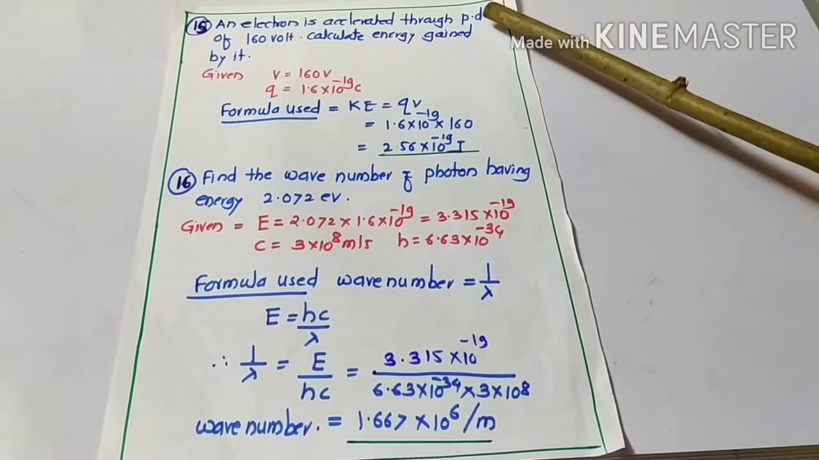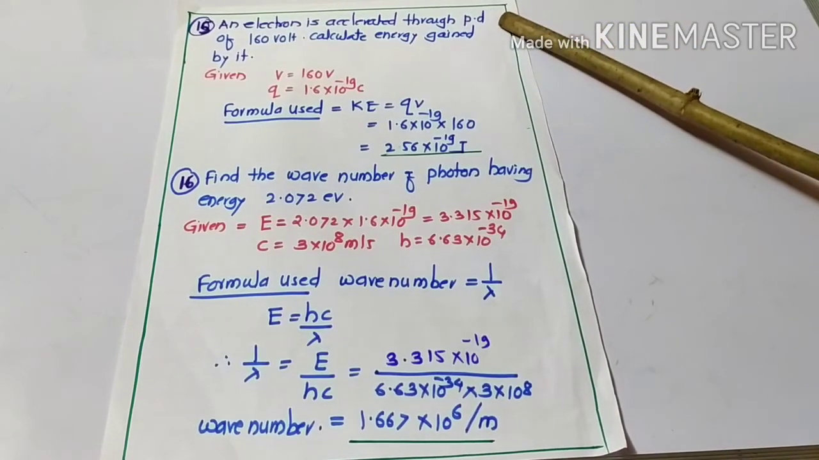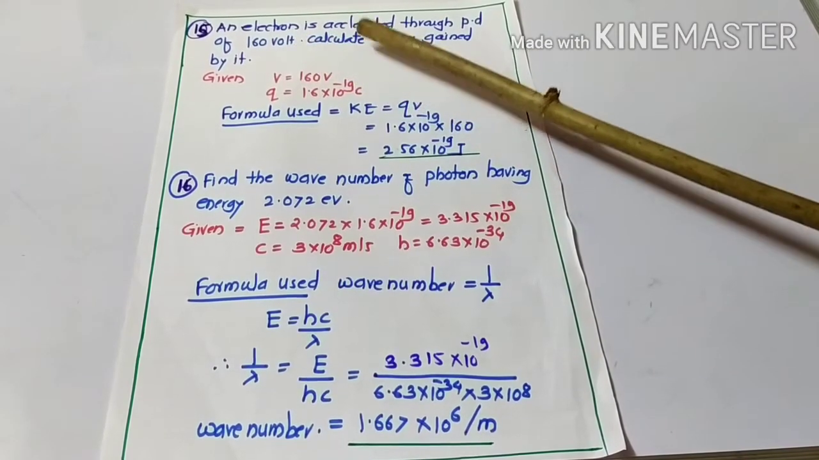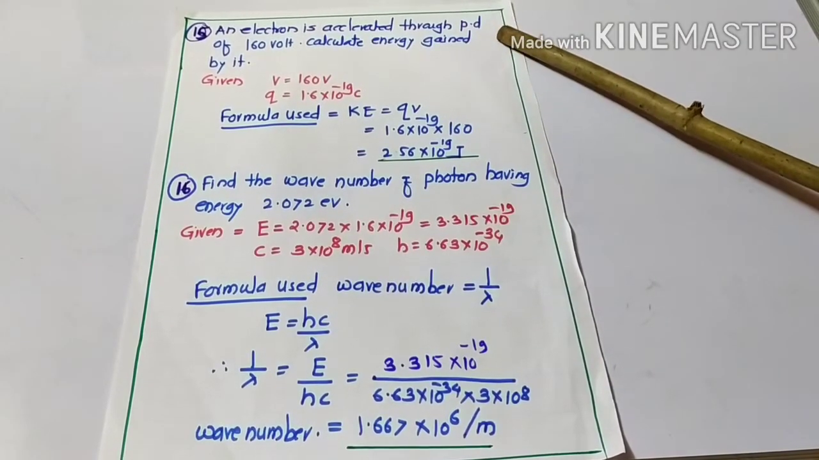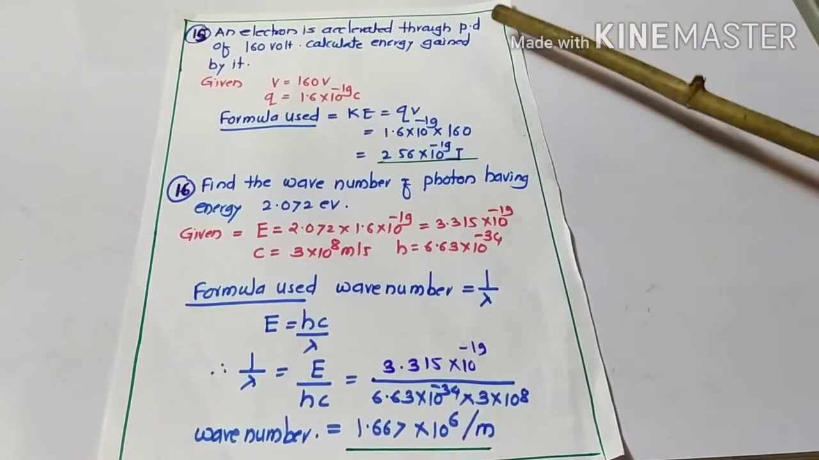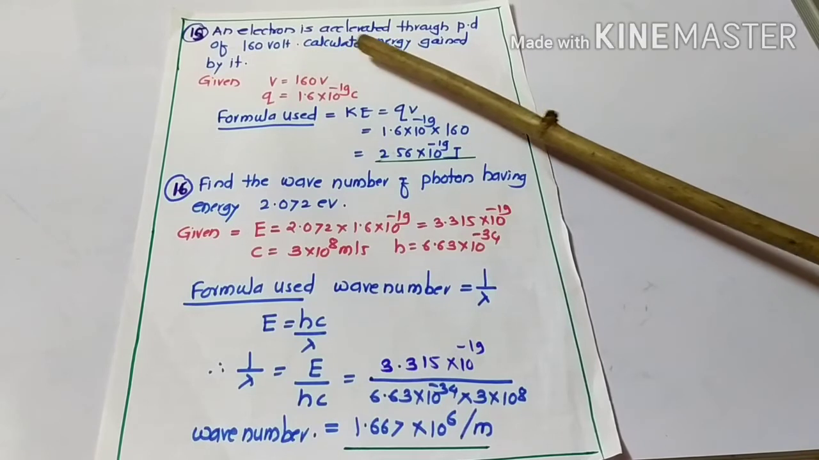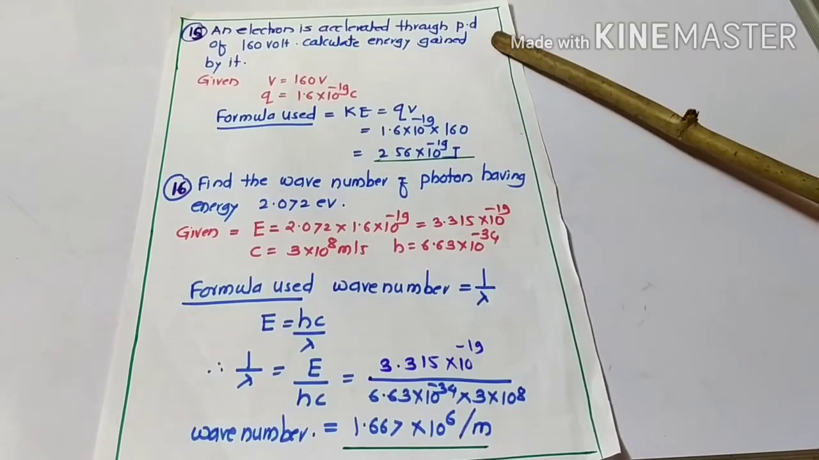Then problem number 15. An electron is accelerated through the potential difference of 160 volt. Calculate the energy gained by it.